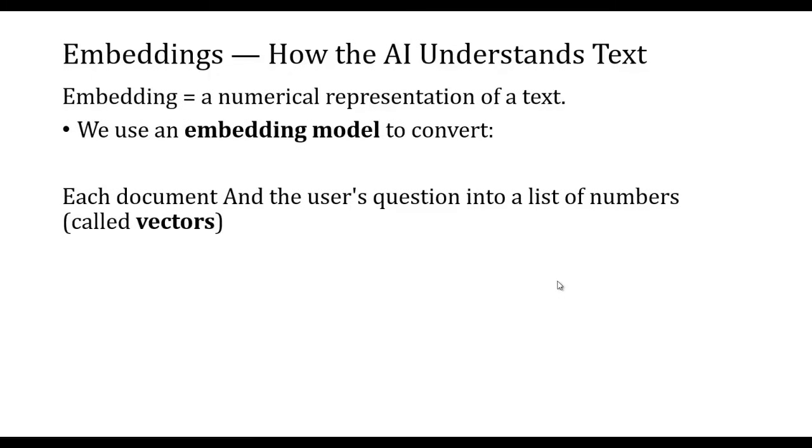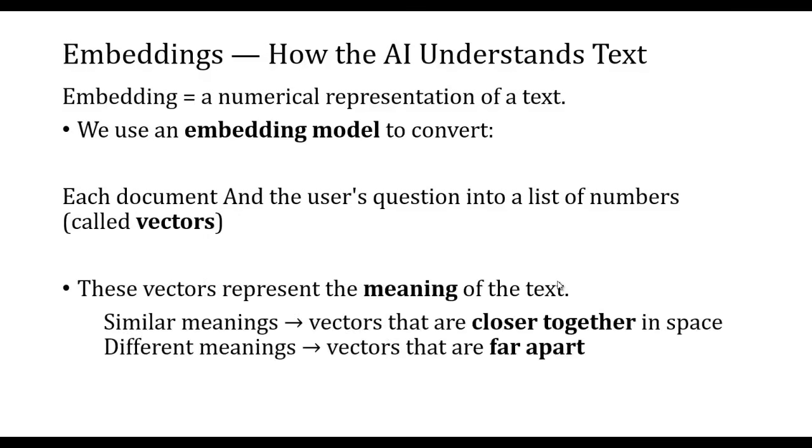But now please listen carefully. I am repeating, we use an embedding model to convert each document and the user's question into a list of numbers called vectors. These vectors represent the meaning of the text. Similar meanings mean vectors that are closer together in space. Different meanings mean vectors that are far apart. Hope all of you are clear with embeddings, which is a numerical representation of a text.